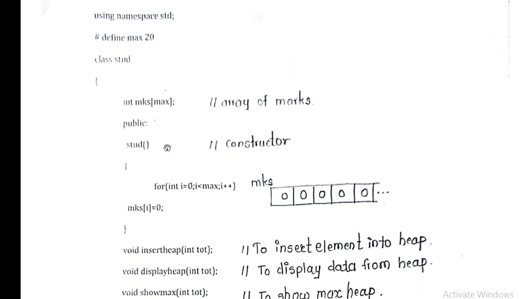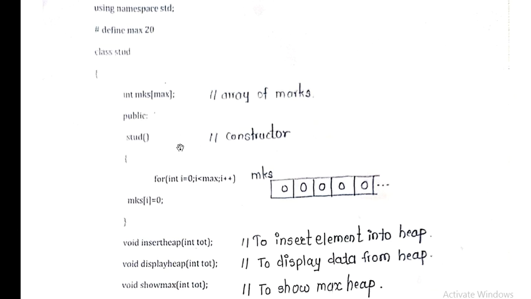Here we have created one constructor, that is the student constructor, which is initializing the array over here. So for the array, from i equal to 0 up to the size of max. So max is nothing but whatever array size we have defined, that will contain the max. So up to that we have to insert 0. So this is the initialization of the array, in which we have inserted 0 in each field.